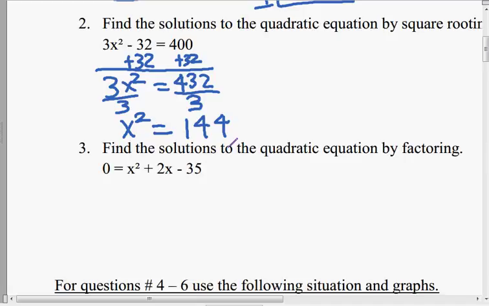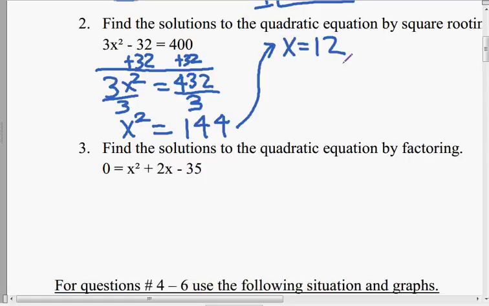And now that I have x squared, I know that x is the number that multiplies by itself to get 144. I happen to know that number is 12. If you want, you can use the square root function on your calculator. We've seen how to do that. x equals 12 because 12 times 12 equals 144. And that's the answer your calculator will give.